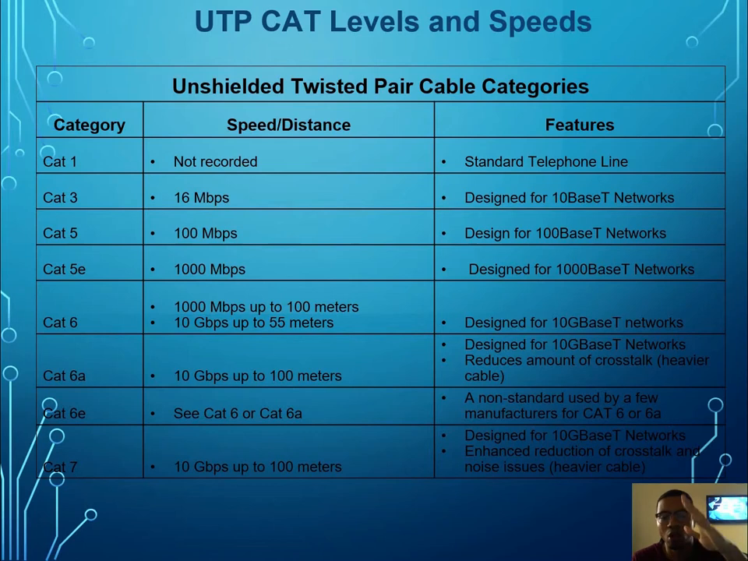So we got Cat 1 all the way up to Cat 7, and you can see that the speed varies a lot. For example, Cat 7 is 10 gigabits per second up to 100 meters. So you can have 10 gigabits per second up to 100 meters. And just remember, the numbers just represent how fast it goes. 1,000 base T is 1,000 megabits. 10G base T, 10 gigabits per second.